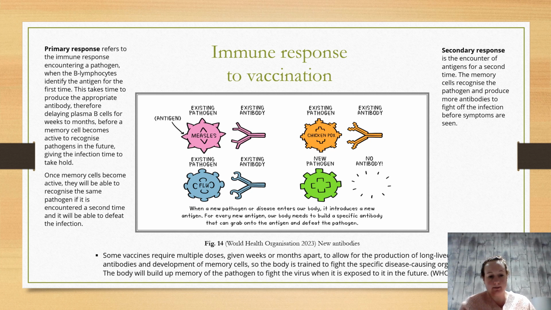Newer vaccines contain the blueprint for producing antigens rather than the antigen itself. Regardless of whether the vaccine is made up of the antigen itself or the blueprint, the body will produce a weakened version of the antigen, which will be enough to trigger an immune response.